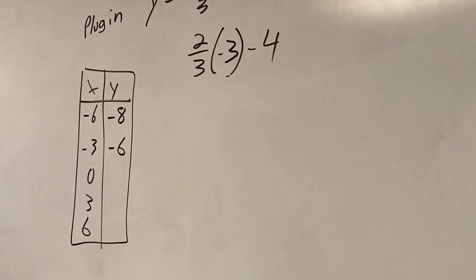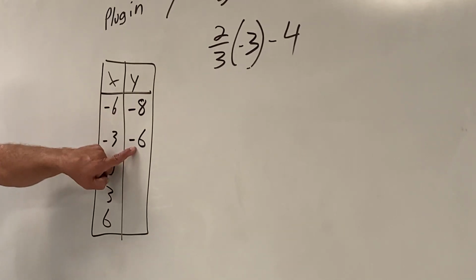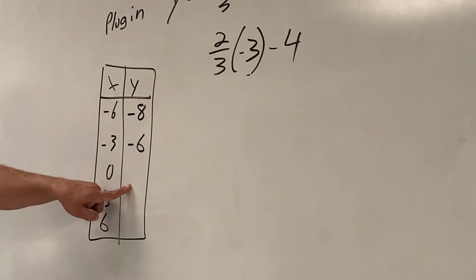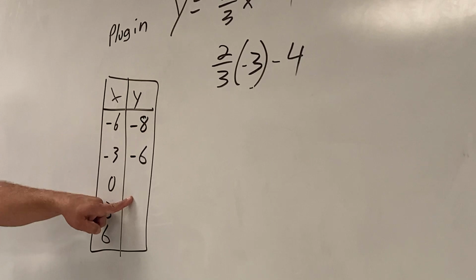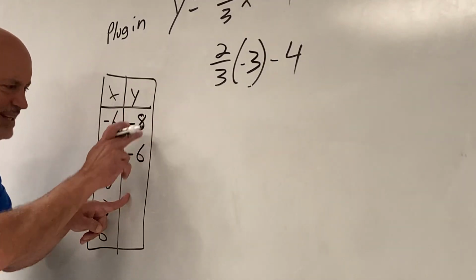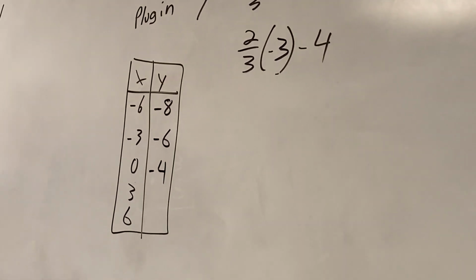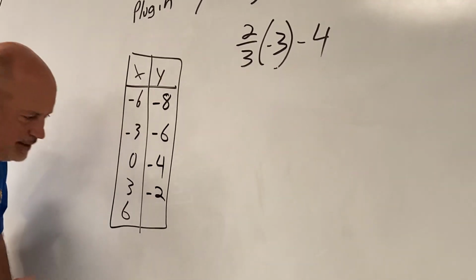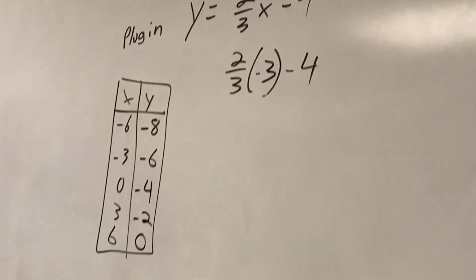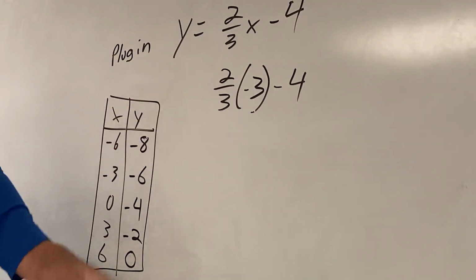Oh, sweet. I think I can see the pattern. It goes from negative 8 to negative 6. What's the next number? Negative 4. They're going up by 2. Negative 8, negative 6, negative 4. What would the next one be? Negative 2. Last one? 0. There we go. If you can't pick up the pattern, just keep typing them in.